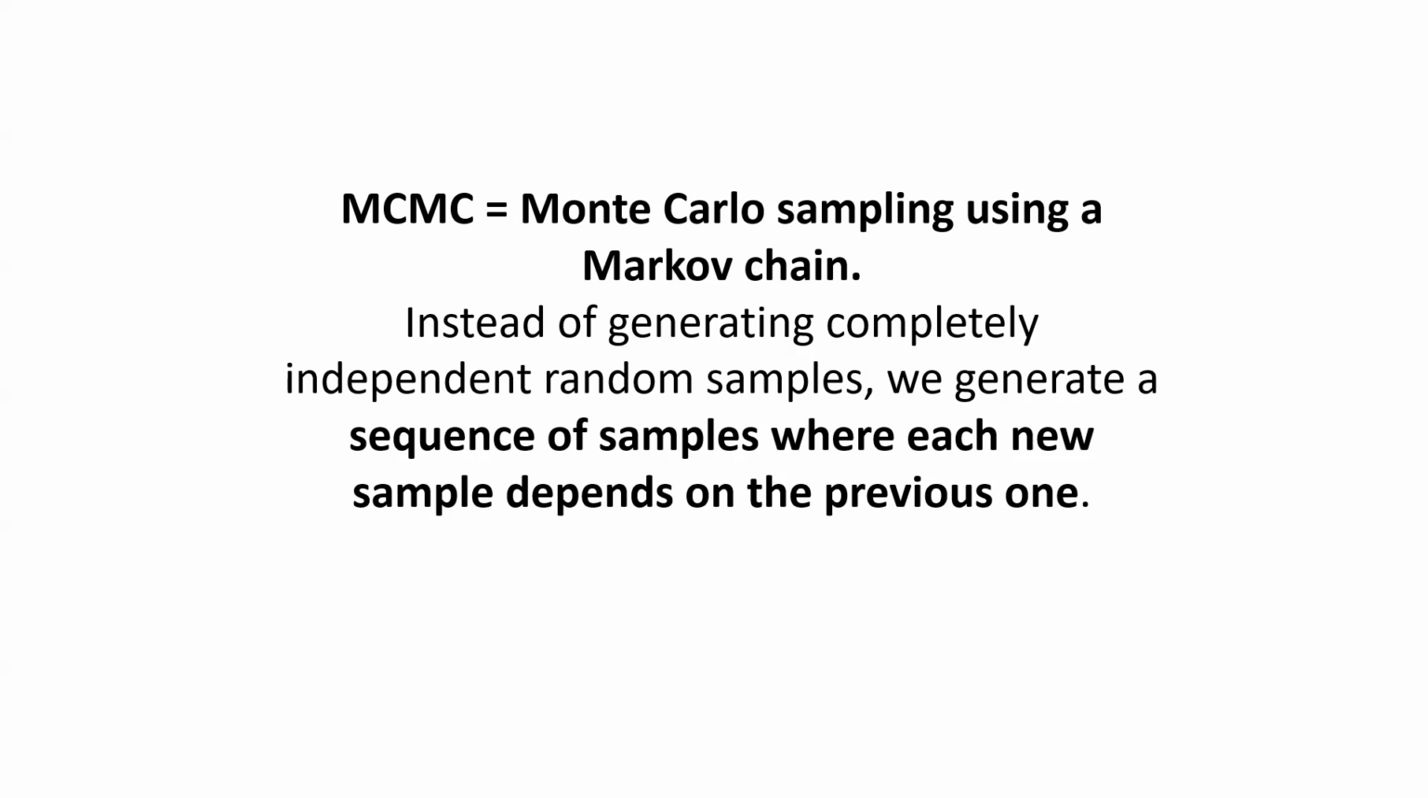Instead of generating completely independent random variables for all the iterations, we generate a sequence of samples which are related to the previous step. So the next step is generated with the help of the status of the previous version, and then some random variation there. So that is called the Monte Carlo sampling using Markov chain method, MCMC.